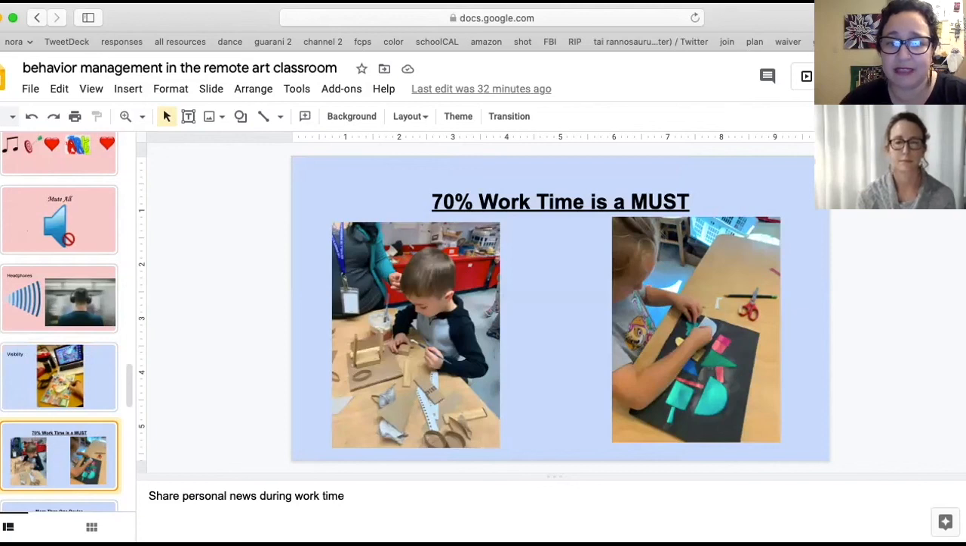70% work time is a must. Students are coming to your classroom to get to work, to be involved, to have hands-on experiences. So if that is not happening, that would be one reason why they're not engaged or they're not showing up to the remote classroom. So definitely the way that we do it is that concurrently to us demonstrating, the students are also working on their own projects, and we're verbally, while we're demonstrating with our hands, we're also verbally guiding them into creating their own projects alongside us.